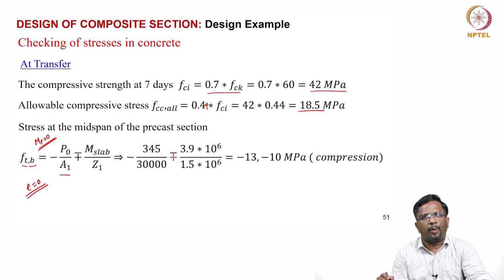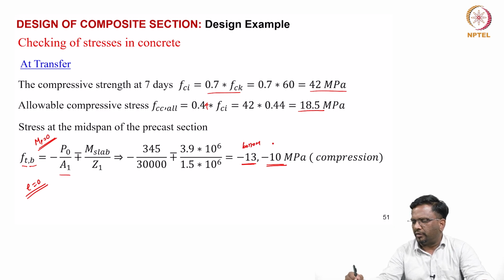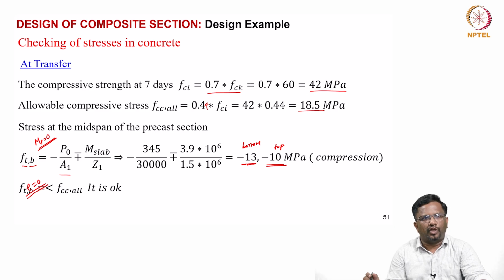So when you do that, you get the stress of negative 13 megapascal at bottom, and this is at top, right? So we can go up to 18.5 megapascal, but our limit is only 13. So the stress at the bottom is less than FCC allowable. So whatever the amount of pre-stressing and section dimension that you have chosen is good for the transfer condition.